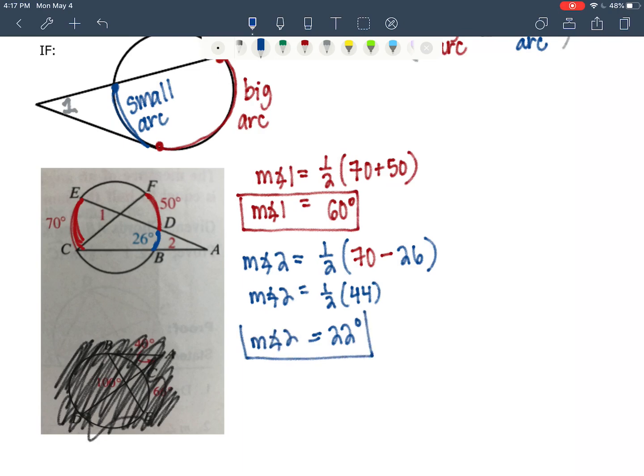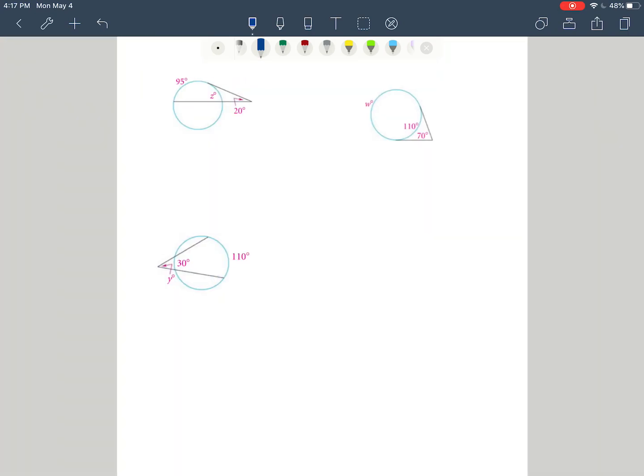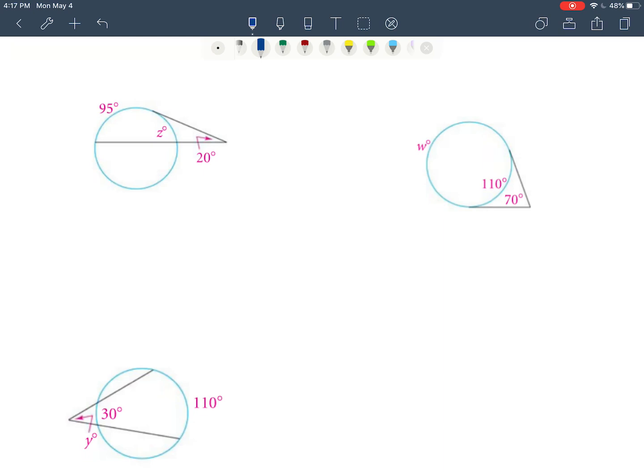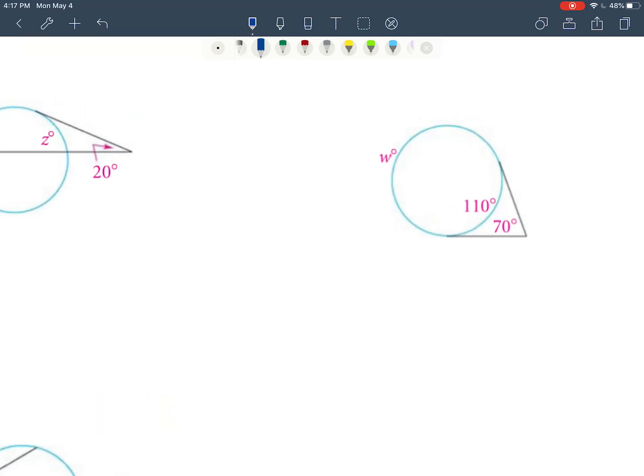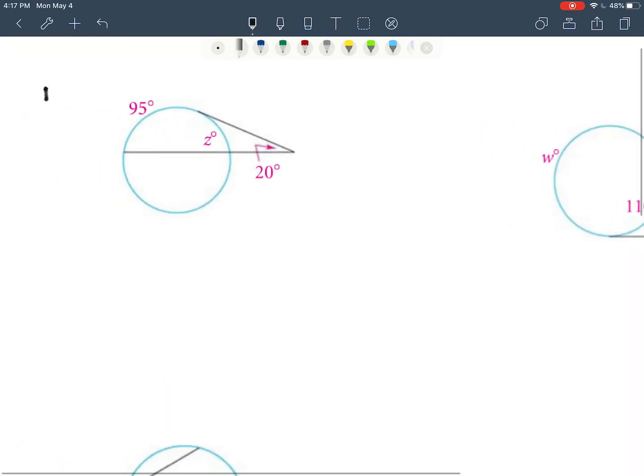So there's our two angles right there. And that's how we use the formulas. So let's just practice. Let's just do some practice problems and let's see what we've got. We've got to find Z in this first problem here. So we're going to call this number 1. Now number 2 is to the right.